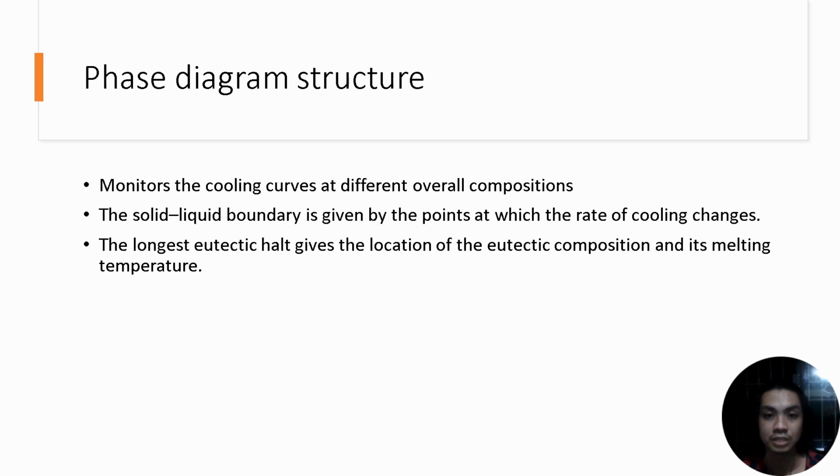Monitoring the cooling curves at different overall compositions gives us a clear indication of the structure of the phase diagram. The solid-liquid boundary is given by the points at which the rate of cooling changes. The longest eutectic halt gives us the location of the eutectic composition and its melting temperature.